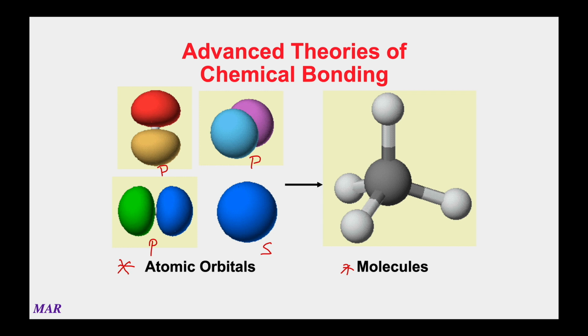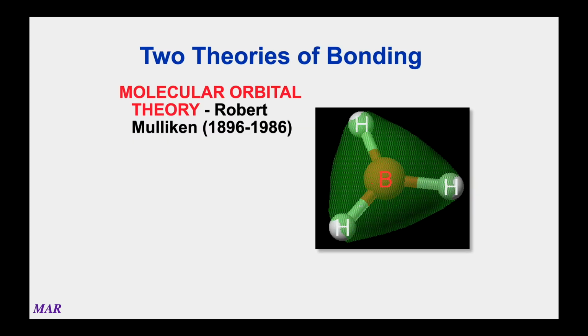And remember, a tetrahedron has 109-degree angles. There's no 109-degree angles in the atomic orbitals. So these theories we're going to look at in this section will try to describe how you go from the atomic orbitals into essentially the orbitals in molecules. And again, there's two theories to explain this. The first one, and arguably the best one, is called molecular orbital theory. It was developed by a scientist named Mulliken, and it's really cool.